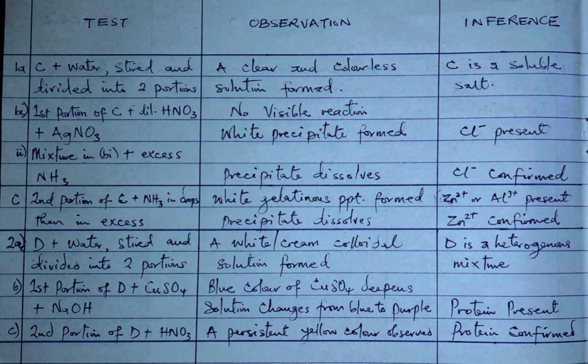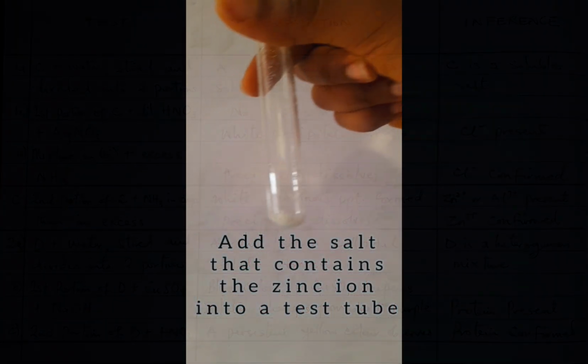And with the precipitate dissolving, we are sure now that it wasn't aluminum that was present, it is actually zinc ion that is present. So we infer Zn2 plus, confirming that zinc ions are present in the solution of C. That would mean that the salt C, since it contains chloride ions and zinc ion, was zinc chloride salt. So let's see how it's carried out.